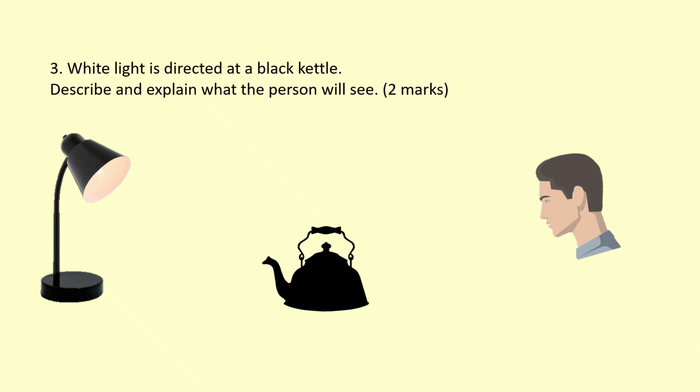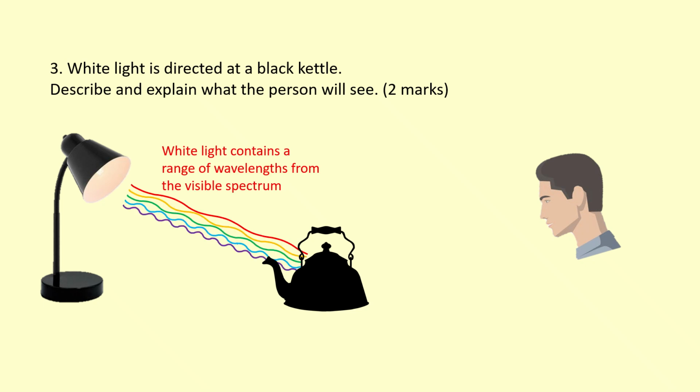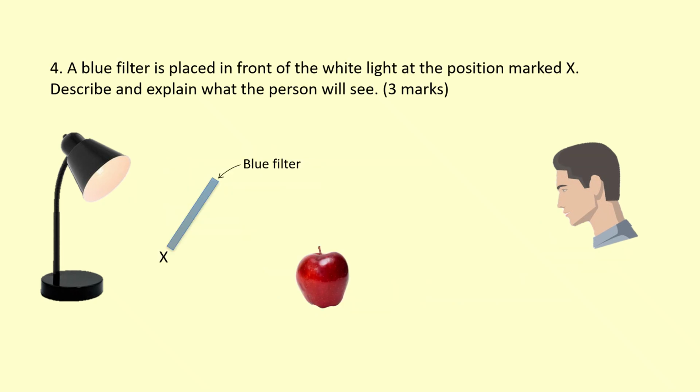Example 3 here, we have white light which is directed at a black kettle. Describe and explain what the person will see. So we saw that white light is made of all the different wavelengths of the visible spectrum. When it hits this black object, the black object is actually going to absorb all the wavelengths. So nothing is going to be reflected into the person's eye. So there's no light going to the person's eye. So actually that's what the appearance of black is, when there's no light going into your eyes. So it appears black.